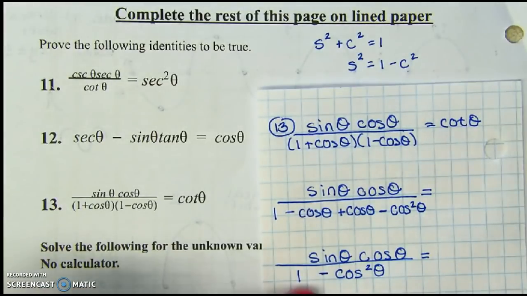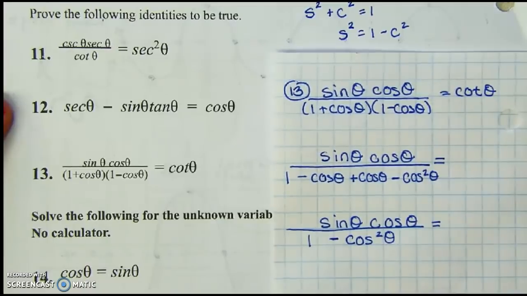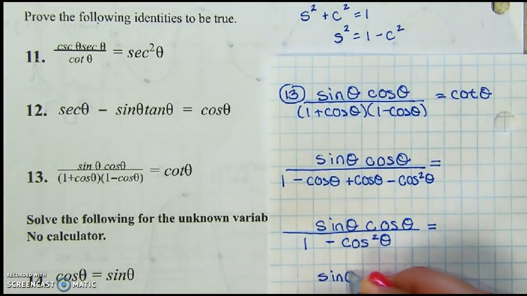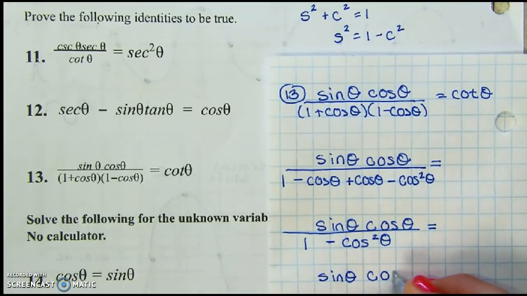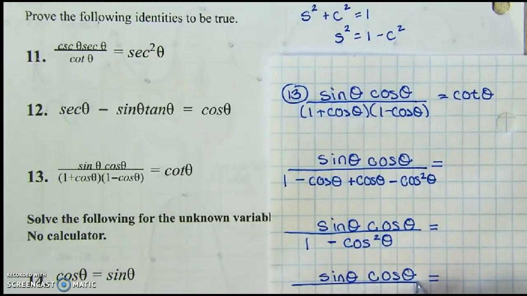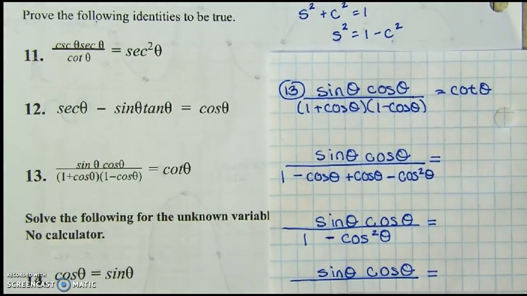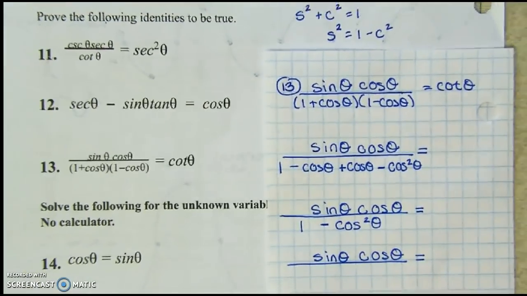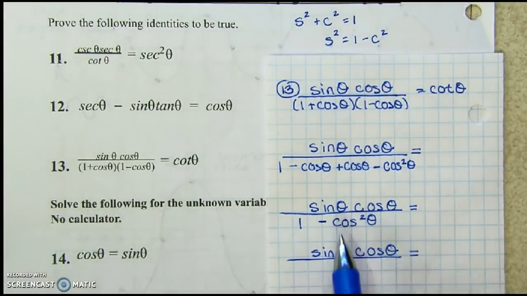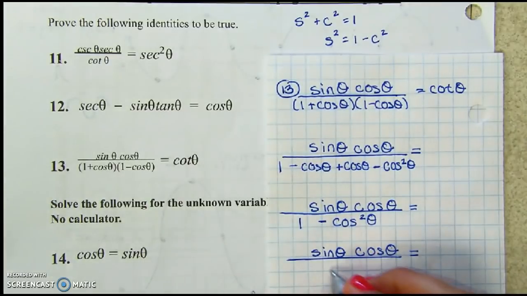Anytime you can get rid of a plus or minus, that's a good idea. Because, why? Plus or minus limits you. It means you can't divide things and cancel because we cannot divide with plus and minus. We can only divide factors, and factors are being multiplied. Okay. I lost where I was. 1 minus cosine squared is sine squared. Here we go.